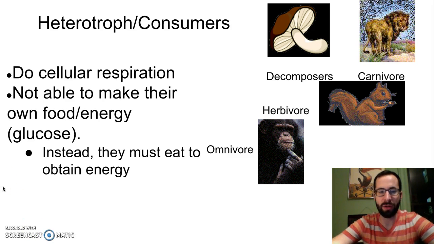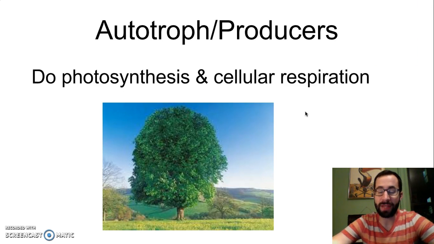Just as a refresher, heterotrophs and consumers, which are organisms that are not able to make their own energy or own food, unlike autotrophs, they do cellular respiration. So all these organisms that you see listed here are all heterotroph consumers, and this is a herbivore here. They all require cellular respiration because they need to eat other organisms to get their energy. That said, autotroph producers also do cellular respiration in addition to photosynthesis.